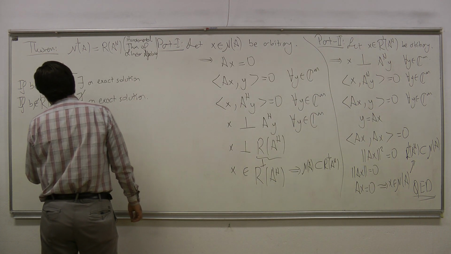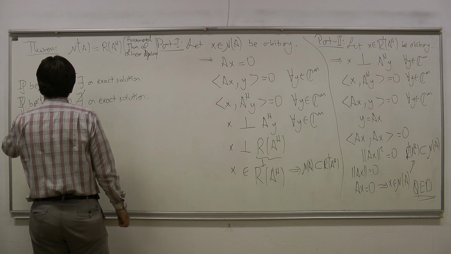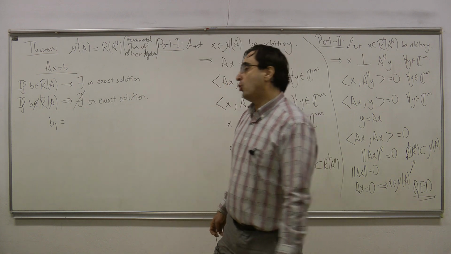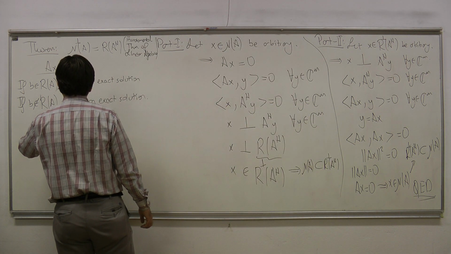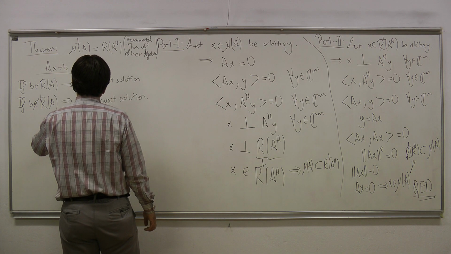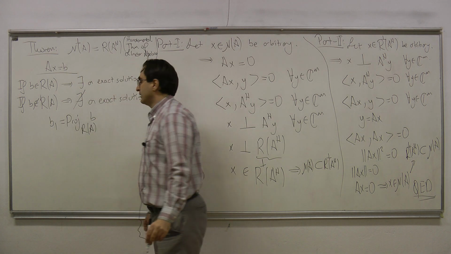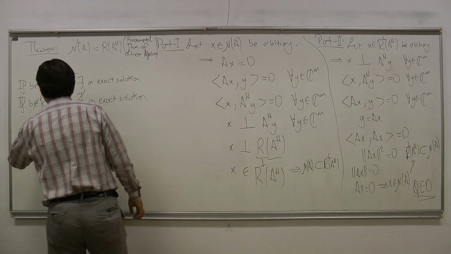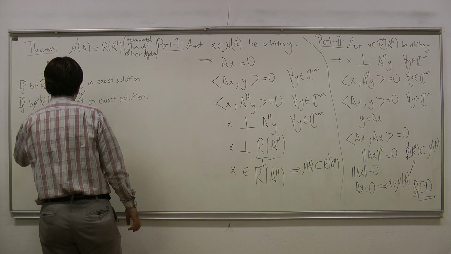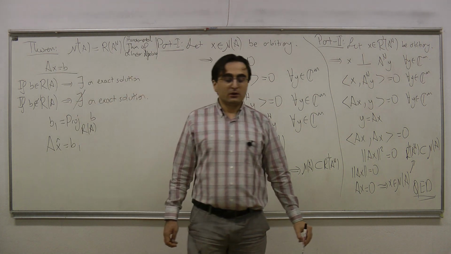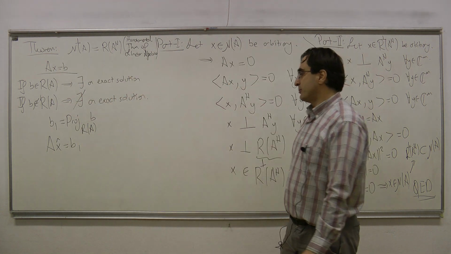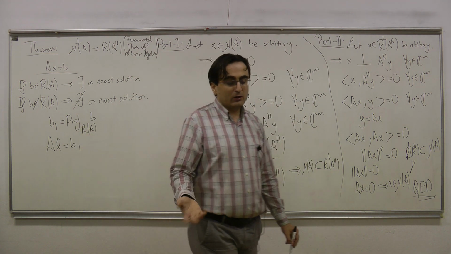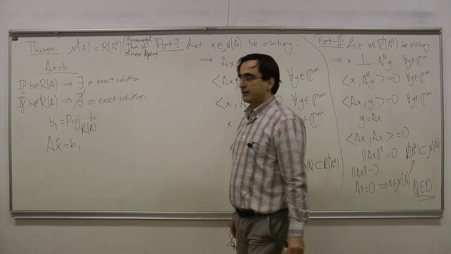And how do we find it? We first calculate b1 by projecting b onto the range space of A. And then we solve for the solution of the equation A x hat equals b1. Now the right hand side is in the range space of A definitely, because it's the projection onto the range space of A. And now we can find at least one x hat.